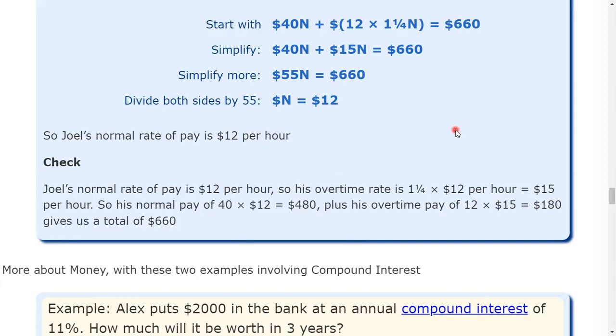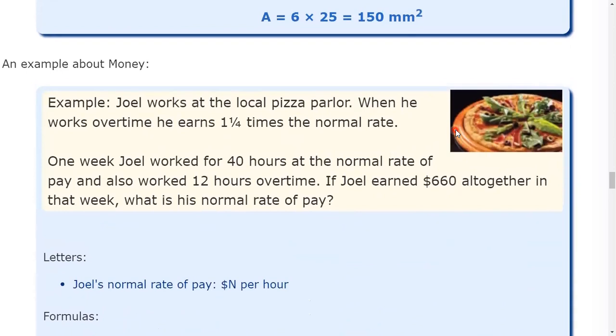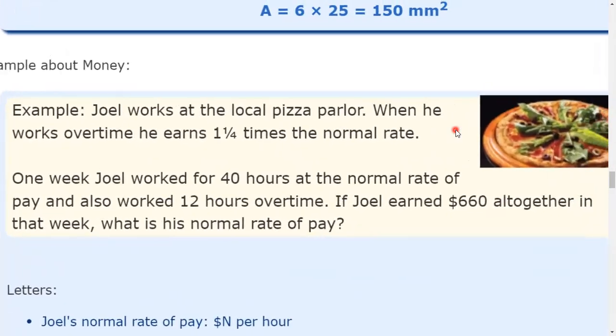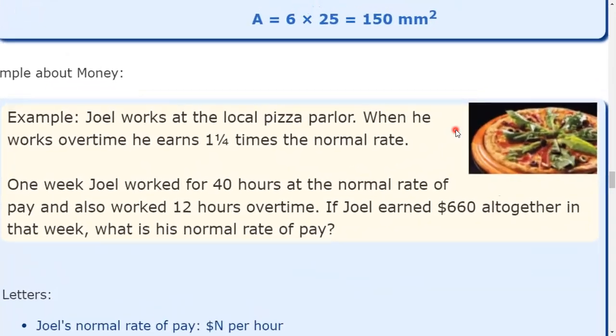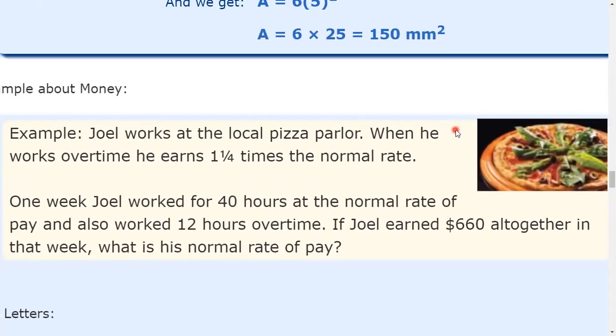So this was all about the problem. What I mean to say is that this is only shown to you. Everywhere, if this question is just like that, from here we have to extract all those information. What I mean to say is that Joel works at the local pizza parlor.